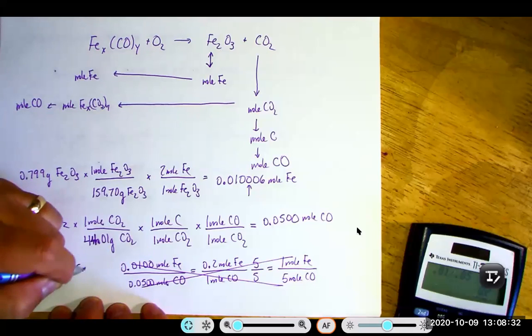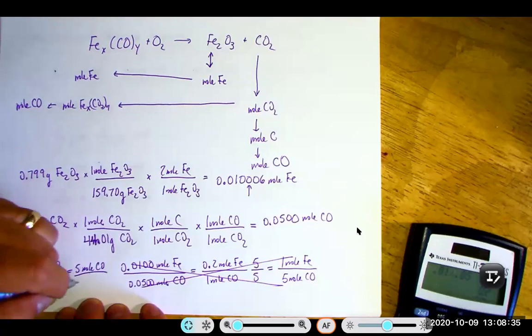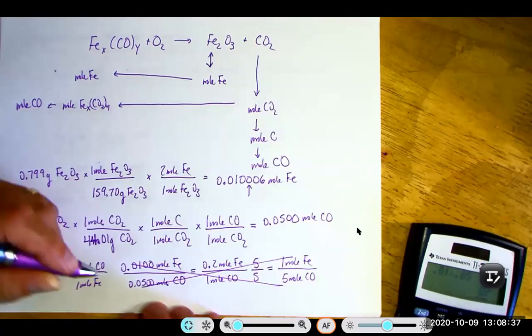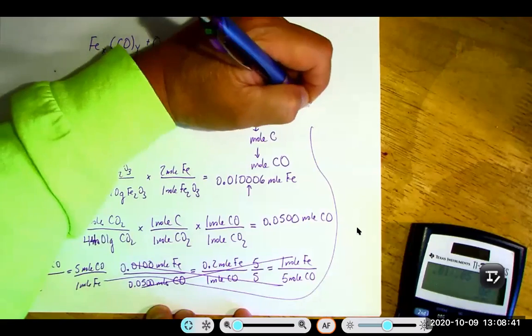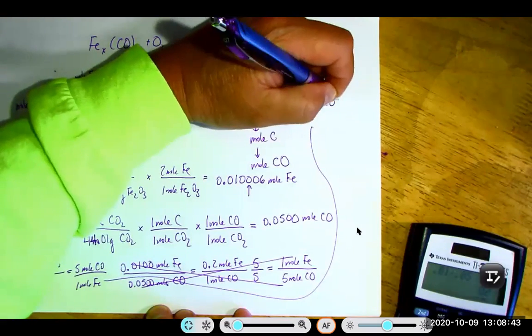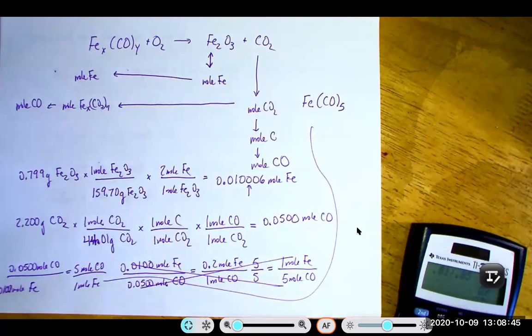And we get 5 mole of CO to 1 mole of iron, which means that the answer is going to be FeCO5. You guys okay with that? Yep. Okay.